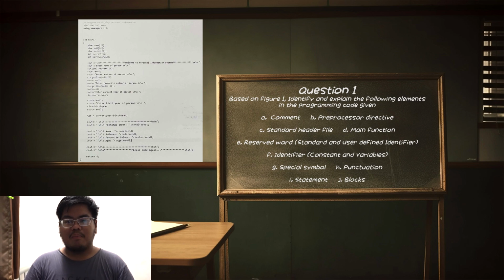Question 1. Based on figure 1, identify and expand the following elements in the programming code given. The code is to the left here. A. Comment. B. Preprocessor directive. C. Standard header file. D. Main function. E. Reserved word. F. Identifier. G. Special symbol. H. Punctuation. I. Statement. And J. Blocks. Now let's move on to the comment.